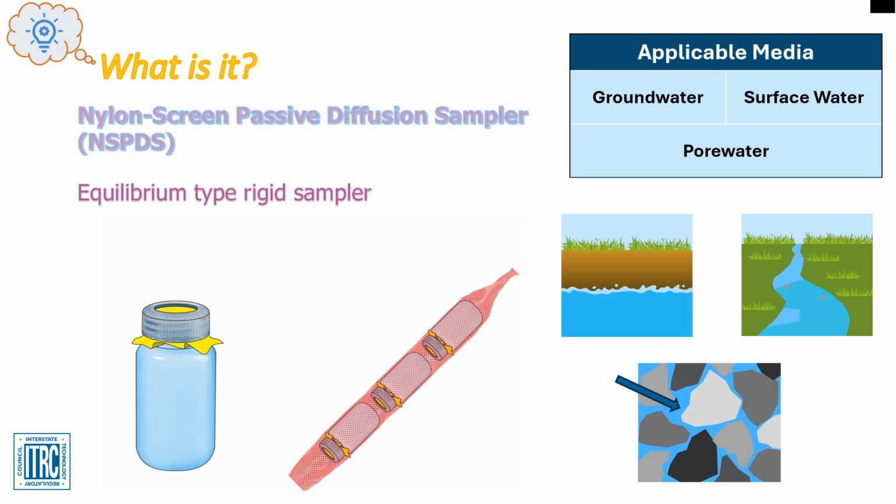During deployment, target chemicals in surrounding aqueous media diffuse through the nylon screen and equilibrate with water filled inside the sampler. NSPDS are retrieved after a sufficient deployment duration, which can be influenced by the surrounding aqueous environment, target chemicals, bottle size, aspect ratio, and nylon screen mesh size. Because a fully constructed NSPDS is not commercially available, the sampler must be constructed by users.